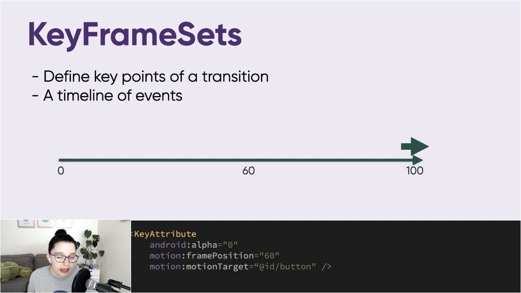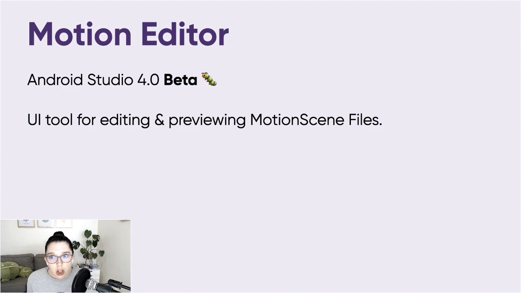So these are the key concepts of using motion layout. We have our constraint sets, our transitions, and maybe a little bit deeper, KeyFrameSets. Once we've got these blocks of information in our minds, we can actually go and look at how we use the motion editor. So in Android Studio 4 Beta, there is now a new UI tool for editing and previewing motion scene files. And this makes it extremely powerful and a lot easier to work with motion layout and build these awesome scenes within Android Studio.